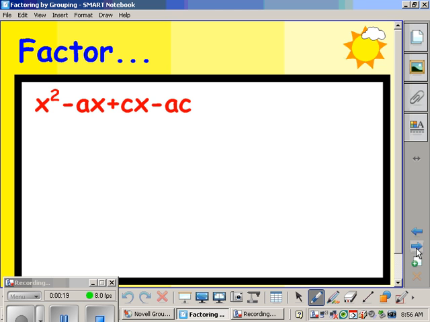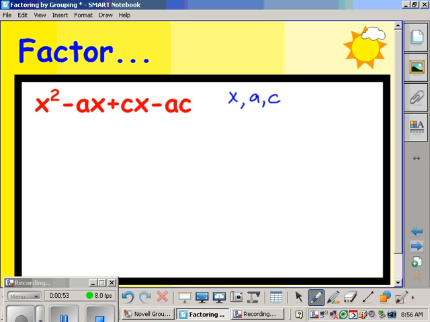Now if you look at the four terms, there is no greatest common factor of all four terms. The three letters we have here are x, a, and c. The first three terms have an x, but not the fourth. The second and fourth term have an a, but not the first and third. And the last two terms have a c, but not the first and second. So notice there is no variable that all four terms have in common, therefore there's no greatest common factor.